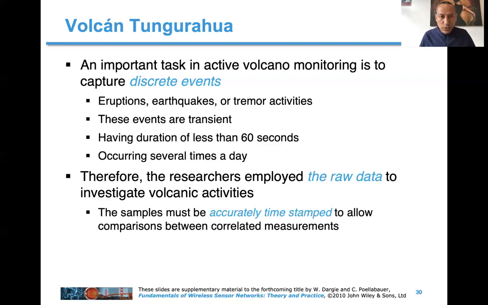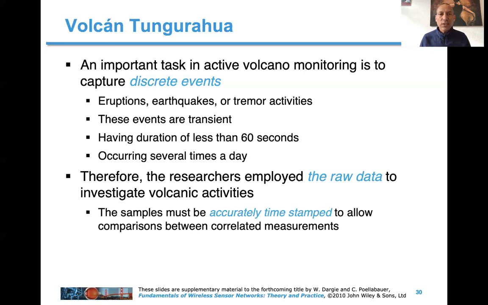By this, we come to the conclusion of our session for today. In this session, I discussed different types of applications for wireless sensor networks. So we have considered structural health monitoring, traffic monitoring, telemedicine, precision agriculture, and finally, active volcano monitoring. I hope this gives you an overview of the scope and usefulness of wireless sensor networks.